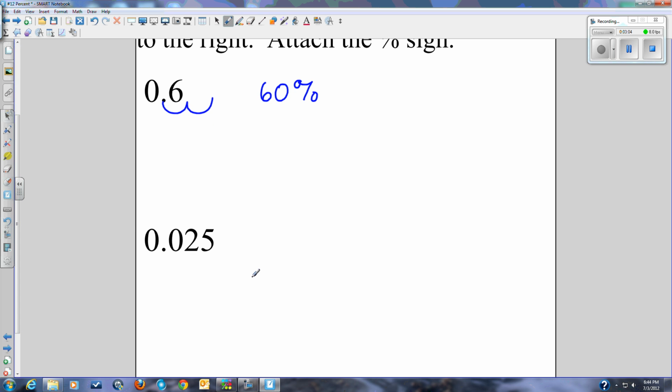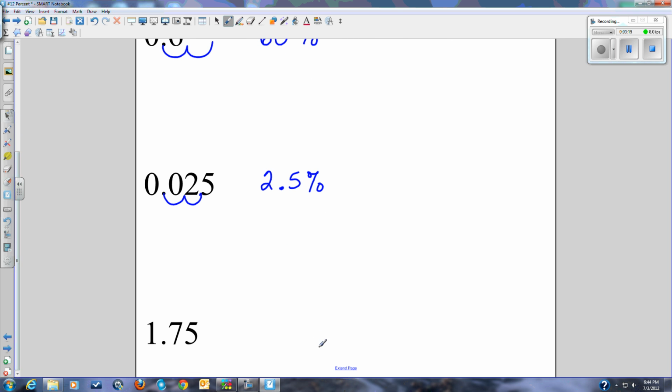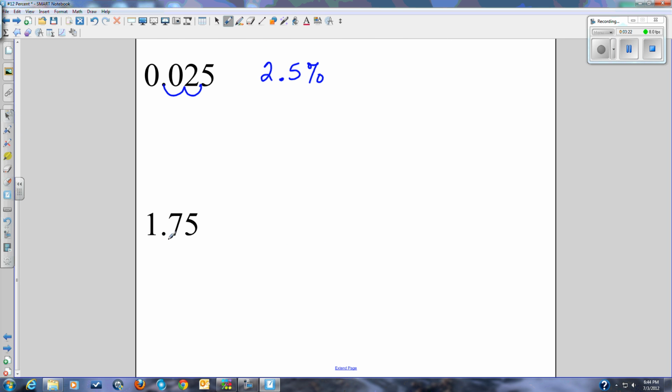If I have 0.025, move the decimal point 2 places to the right, and I end up with 2.5 and put the percent sign on. With 1.75, move the decimal point 2 places to the right, and it now falls at the very end of the number, so you actually don't have to write it down if it falls at the end. And now just put your percent sign onto the number so you have 175%.